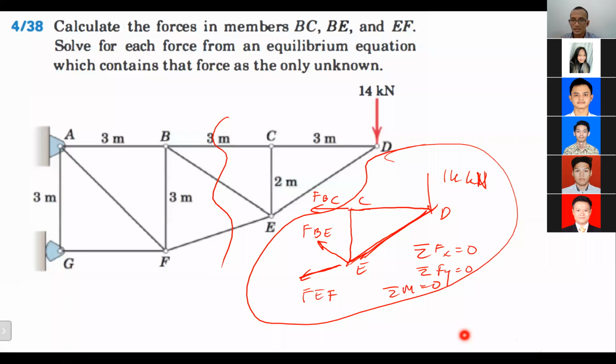Okay, so for tomorrow we will concentrate on finishing the truss. Okay, guys. So if you have any problem in the truss, either it's the section method or the joint method, you can ask me tomorrow.